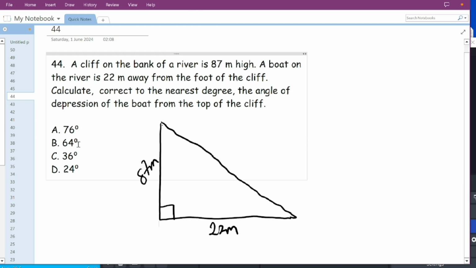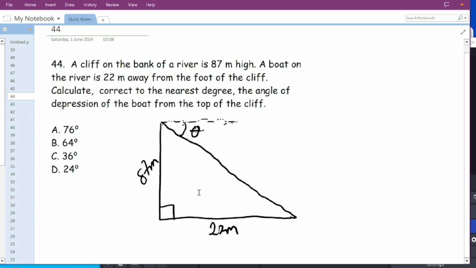It says, calculate correct to the nearest degree the angle of depression of the boat from the top of the cliff. You know, the angle of depression is always from the horizontal. So we'll create a dotted line on the horizontal, then we'll make an angle. We've been asked to find this angle. The angle of depression is always to the horizontal. It's not here, but it is here. So you make it to the horizontal, this angle. And this line should be parallel to this. Therefore, if this is theta, this is also theta.